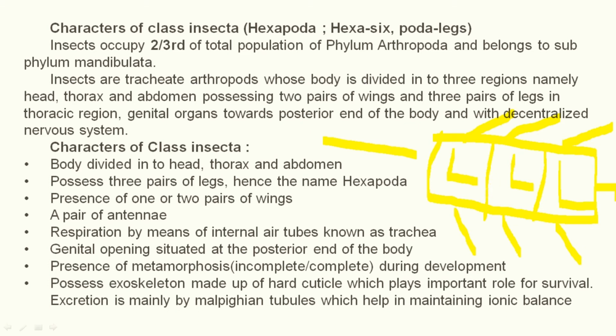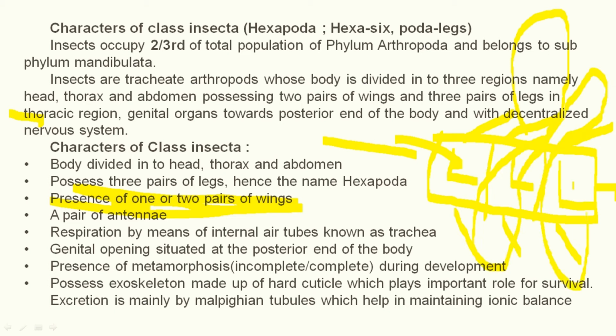That's why the name is Hexapoda: 6 legs, 3 and 3. Again, presence of one or two pairs of wings. Where are the wings present? In this thorax again. Here the wings may be attached. It may be one pair or two pairs. But in the anterior thoracic region, wings are not present. Only legs are present. The remaining two segments have one or two pairs of wings. In some insects, only one pair of wings will be there.